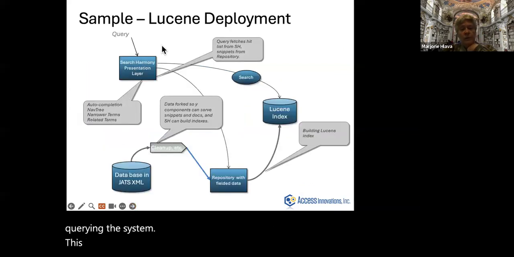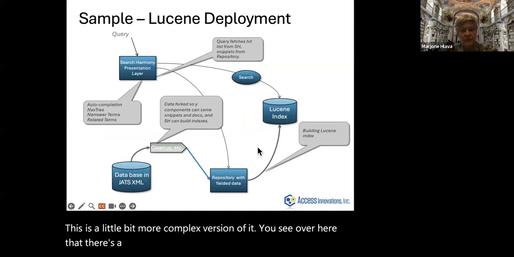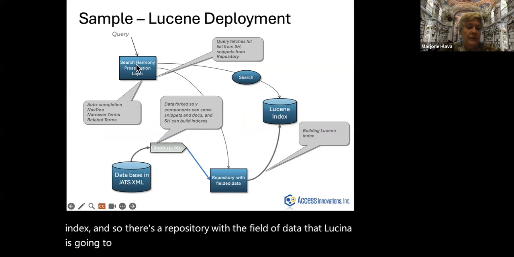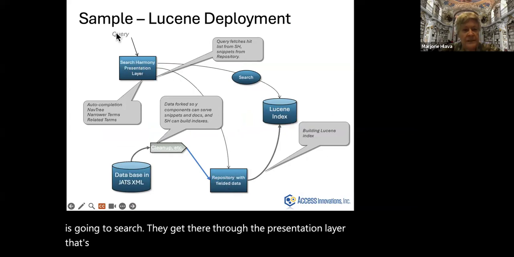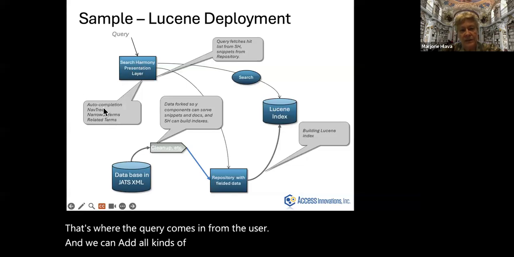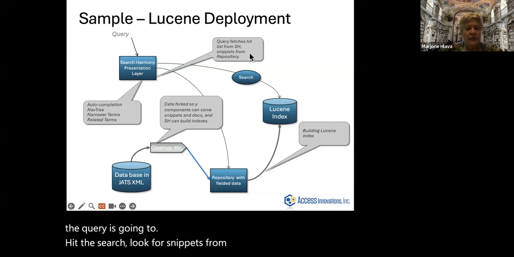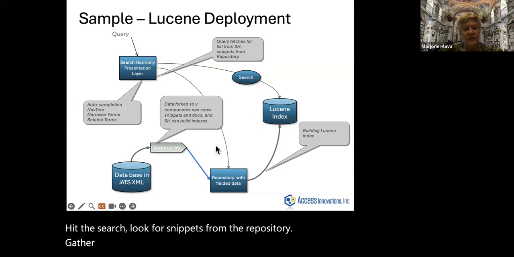This is a little bit more complex version of it. You see over here that there's a database. You see over here that there's a Lucene index. And so there's a repository with the fielded data that Lucene is going to search. They get there through the presentation layer. That's where the query comes in from the user. And we can add all kinds of things on the presentation layer. But the query is going to hit the search, look for snippets from the repository, gather that information, and then eventually return it to the user query.